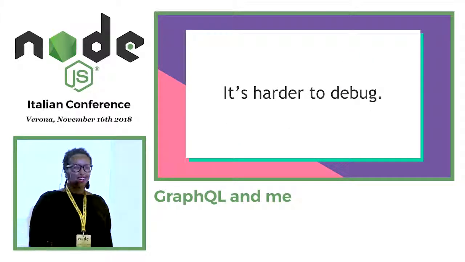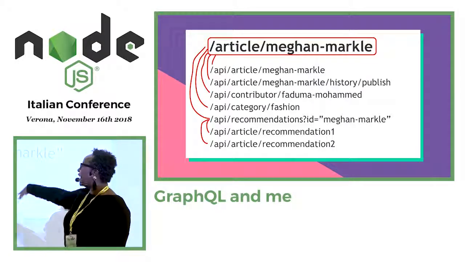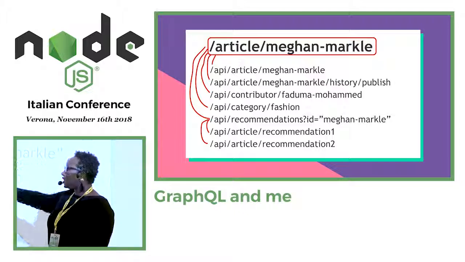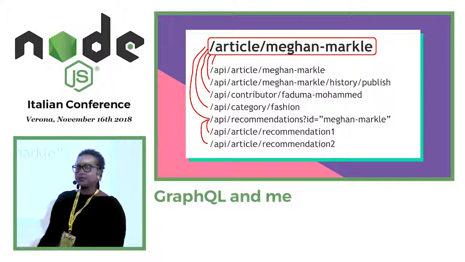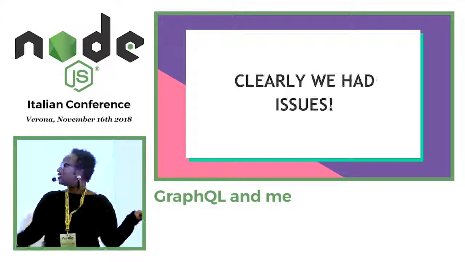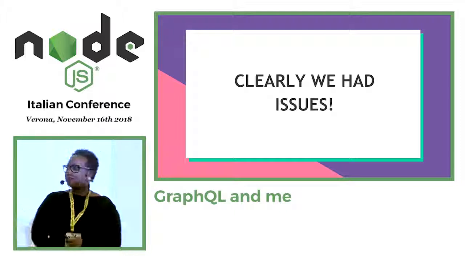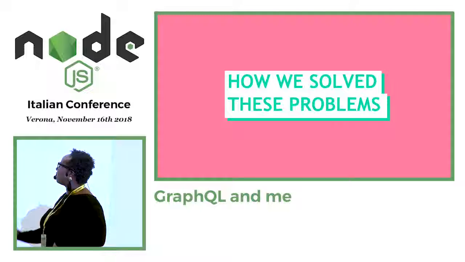And it's harder to debug. If a problem happens between any of these requests, it would be hard to figure out where and what the issue is. This was a lot to deal with. Clearly, we had issues. So, how did we solve those issues?